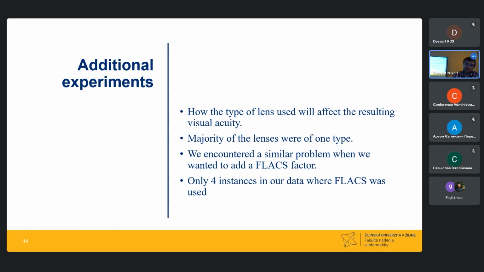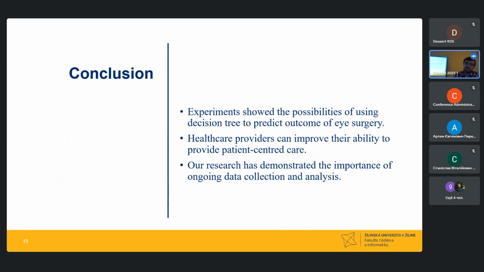And in conclusion, we show the possibility of using a decision tree to predict the outcome of the surgery. So this could be used by healthcare providers to improve their ability and provide better services for patients. But most importantly, we show how important it is to gradually collect data, and not only for other researchers, but also for other medical institutions. And that's all.